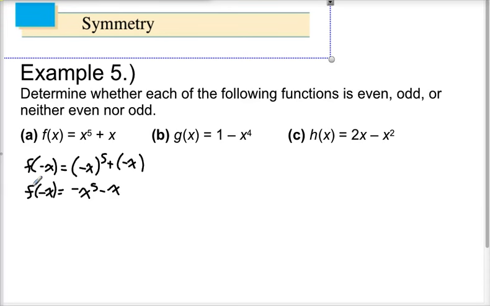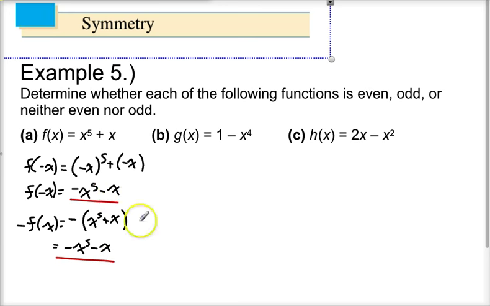And so what I want to do now is check to see if it's odd. I will find negative f of x, which means I'll take a negative and distribute it into x to the fifth plus x. And if I get the same function back as I did before when I evaluated, that means it will be odd. So when I distribute my negative in, I get negative x to the fifth minus x. And if I look, this is the same as this, which means f of x is an odd function.